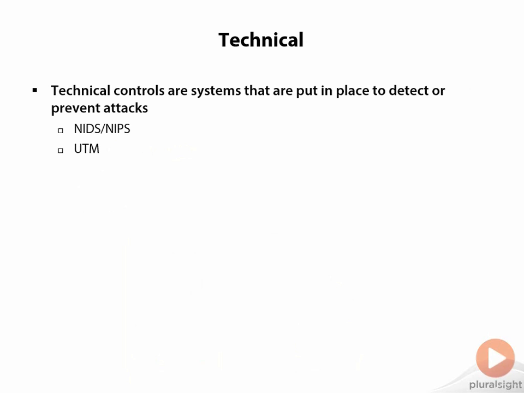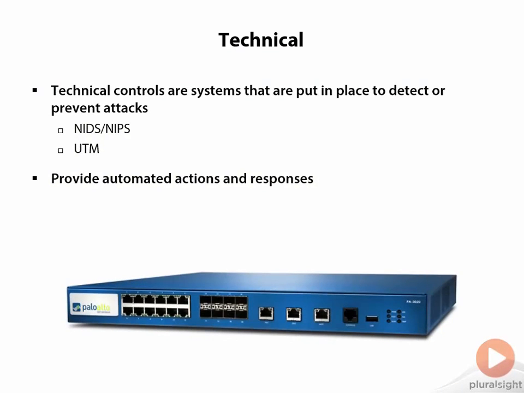And then we have technical controls. Technical controls are systems that are put in place to detect or prevent attacks. So that could be a network intrusion detection system or an intrusion prevention system, a unified threat management system. All right, so it can provide automated actions and responses. So it's not a people process. It's more of an automated systems process. As we see here, we have maybe a Palo Alto next gen firewall that can automatically detect, shut things down or issue alerts or do some type of automated workflow that doesn't necessarily require human interaction.